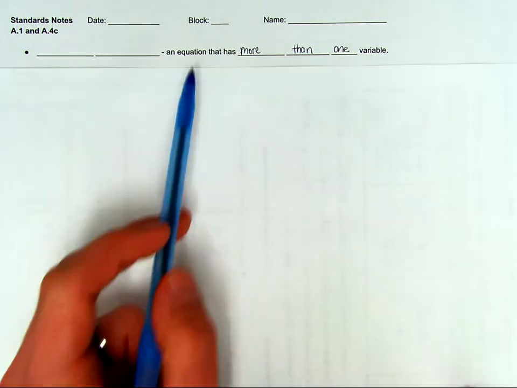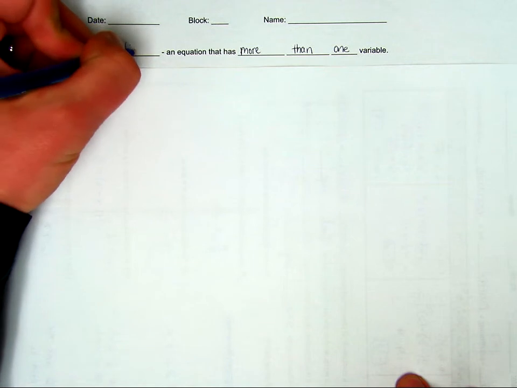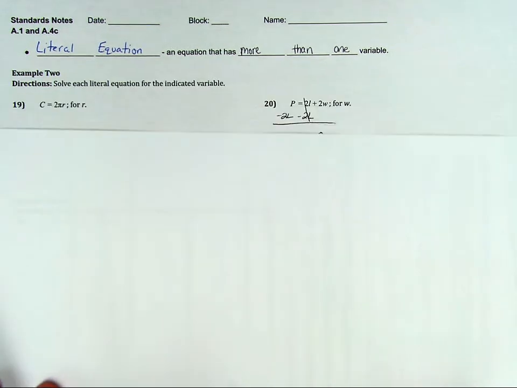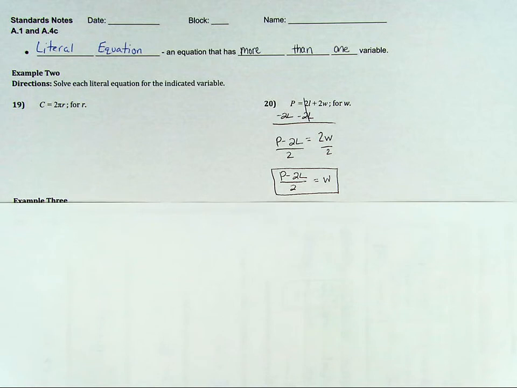Back part of your notes here. We're almost finished. Another vocabulary word. An equation that has more than one variable is called a literal equation. A literal equation is an equation that has more than one variable. Okay? So, for 19 and 20, we are going to solve the equation, the literal equation for the indicated variable. We did 20 for you.